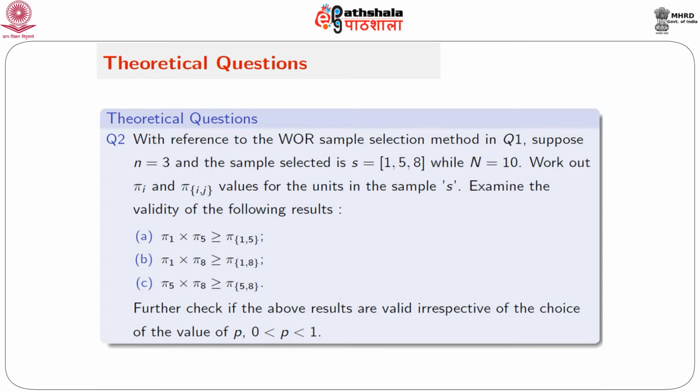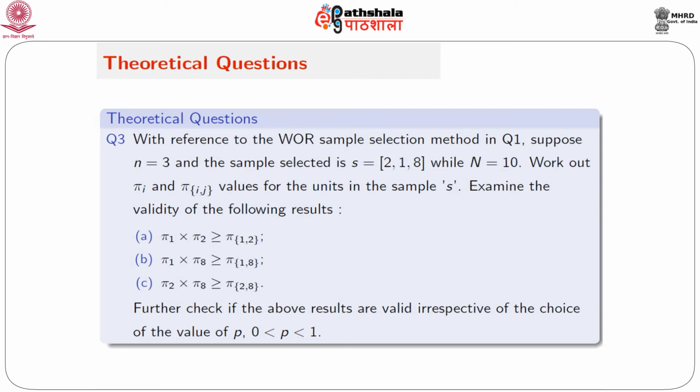So pi_1, pi_5, pi_8, pi_{1,5}, pi_{1,8}, pi_{5,8}. Once you do all the computations, you are supposed to verify whether these relations are true or not, just validating the results. And then you have to say, if at all these are true, whether you have made a choice of p, or whether irrespective of the value of p these can be validated. Okay? Good question. The next one.